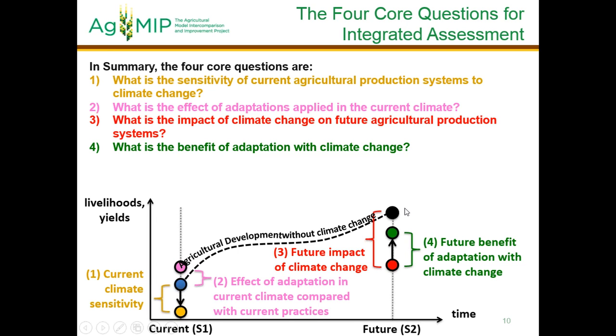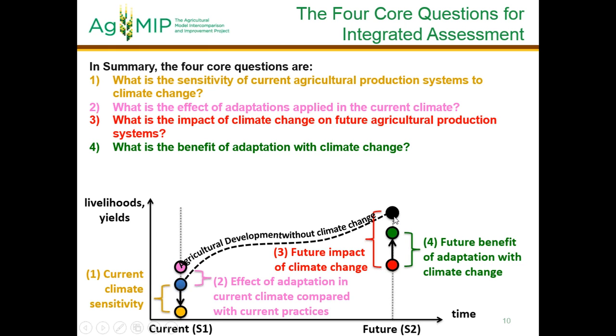The adaptation would have some benefit, potentially, in the current period. But then when we go into the future, we see that climate change's threat has changed, and the benefit of that adaptation has also become slightly different than what it would have been today. So putting this all together, we're able to say the impacts of climate change, economic development, and adaptation, and give the stakeholder that full context.